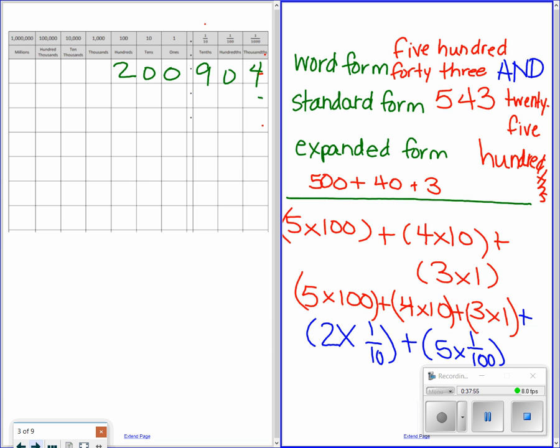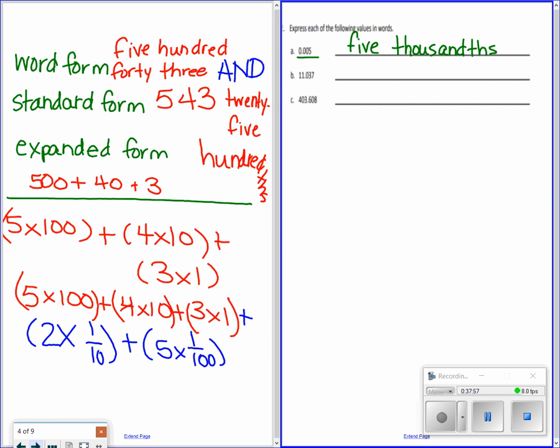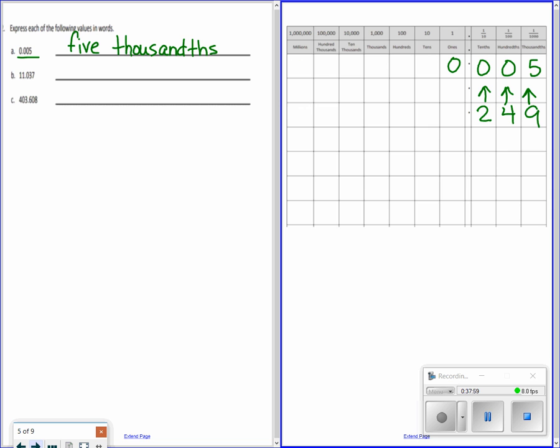All right. So with this, all you've got to do is write the number exactly like it is. Put the 5, look up, where is it? 5 thousandths.